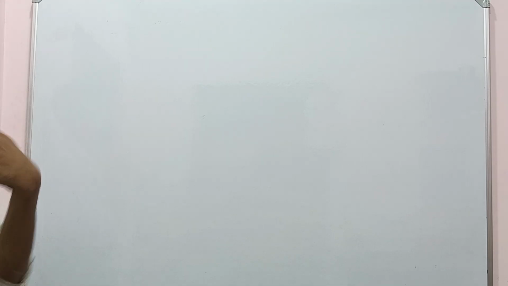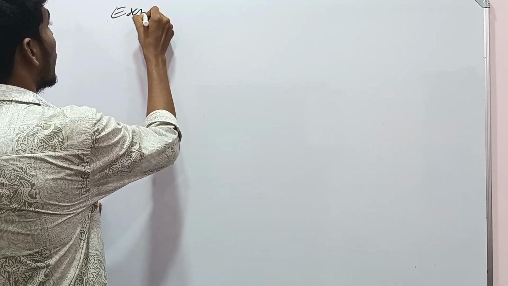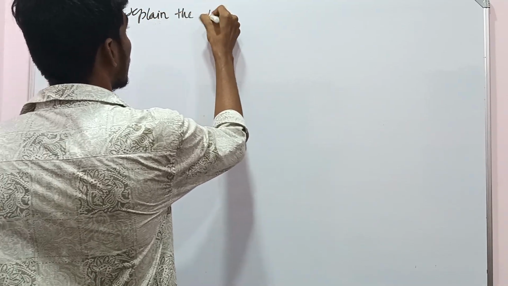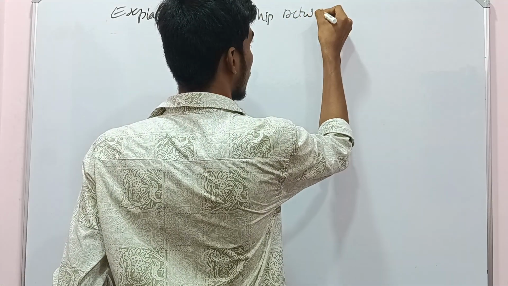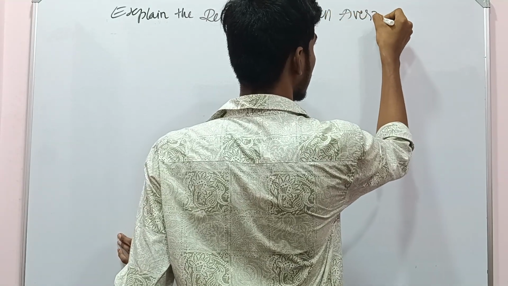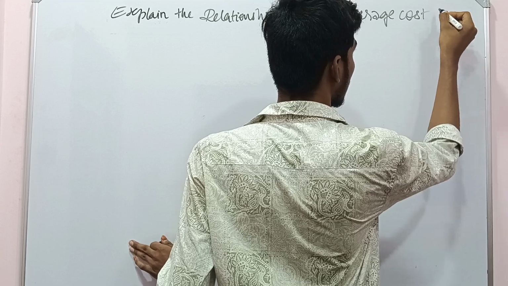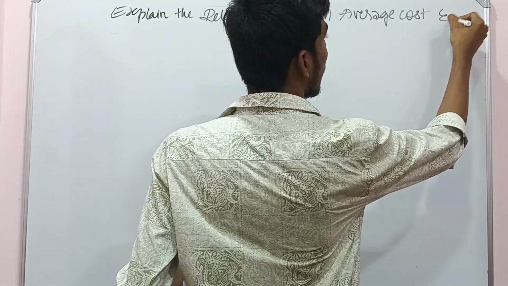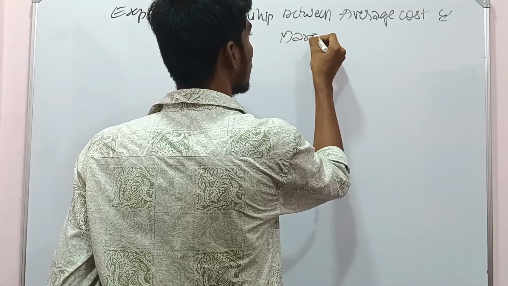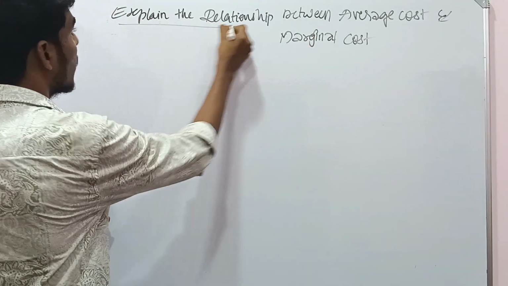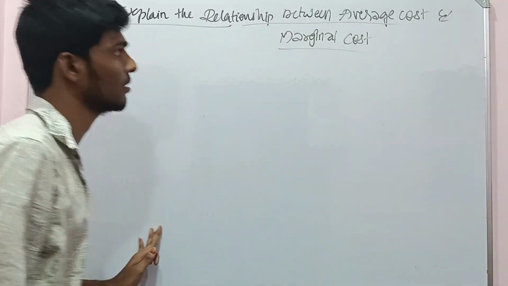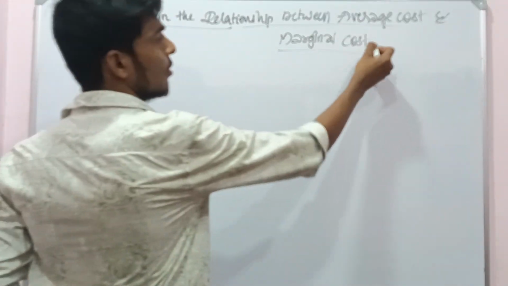Today's class is to explain the relationship between the average cost and marginal cost. Average cost and marginal cost. So let's see here what is cost first.